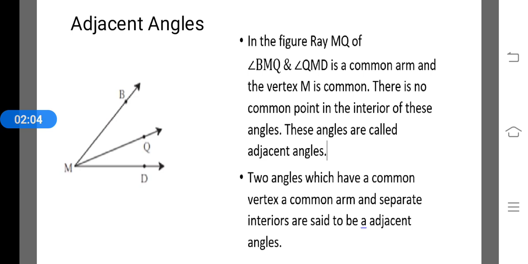Adjacent angle. The angle which has common arm and a common vertex is known as an adjacent angle. In the figure, MQ is the common arm and M is the common vertex. Therefore, the adjacent angles are angle BMQ and angle QMD. There is no common point in the interior of this angle.